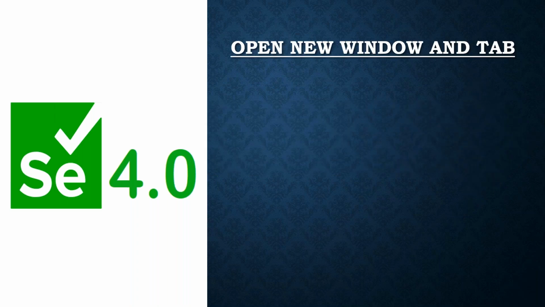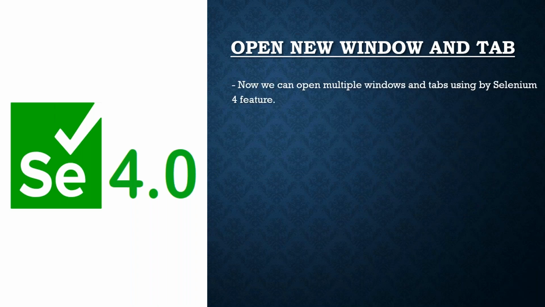Next, open a new window and tab. This is one more new feature in Selenium 4. Now we can handle multiple tabs and multiple windows using Selenium 4. Earlier, in Selenium 3, we had to write lots of code. We used the Keys feature, Control, to switch from one tab to another tab.